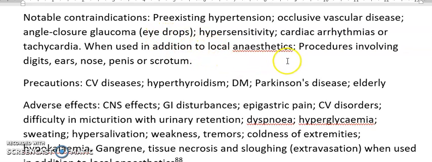So if you are giving a local block to someone for a procedure involving the fingers, ears, nose, penis, scrotum, you would really think hard before you start giving that injection that contains epinephrine or adrenaline. So, precautions: be careful when giving patients adrenaline if they have cardiovascular diseases, high thyroid levels, diabetes mellitus, Parkinson's disease, and also in the elderly.